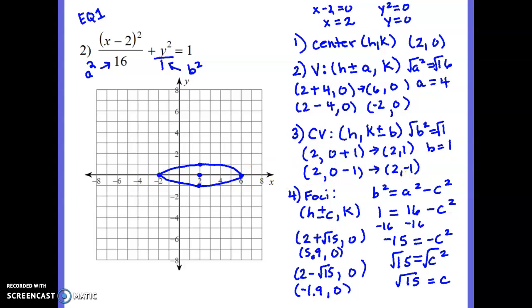All right, now we'll put our foci in and we should be finished. So negative 1.9, 0 and 5.9, 0. That would be about right here. It's going to be really close. And then negative 1.9. That's going to be really close, but I've got to make it so you can see my dots. Okay, so those are my 2 foci and our graph is complete.